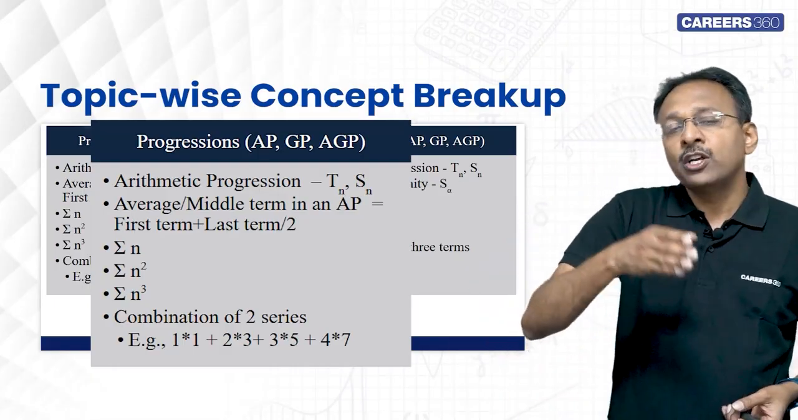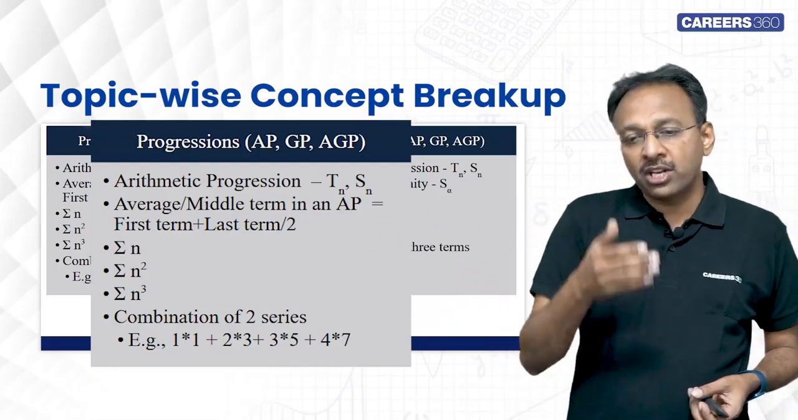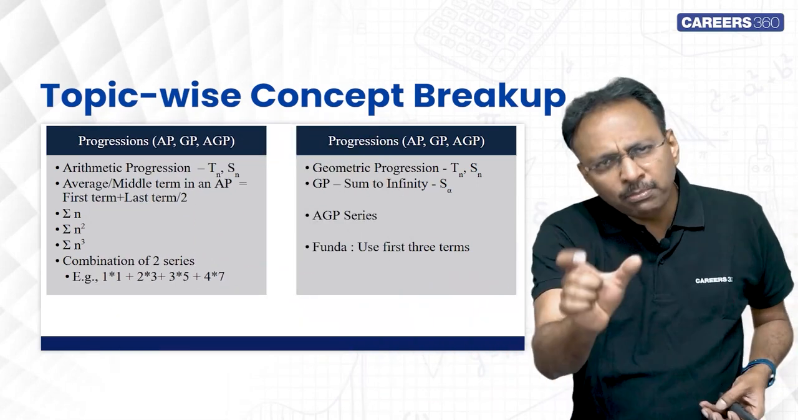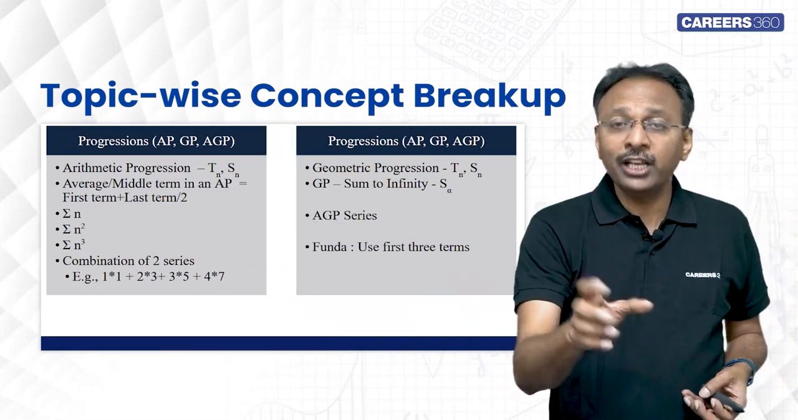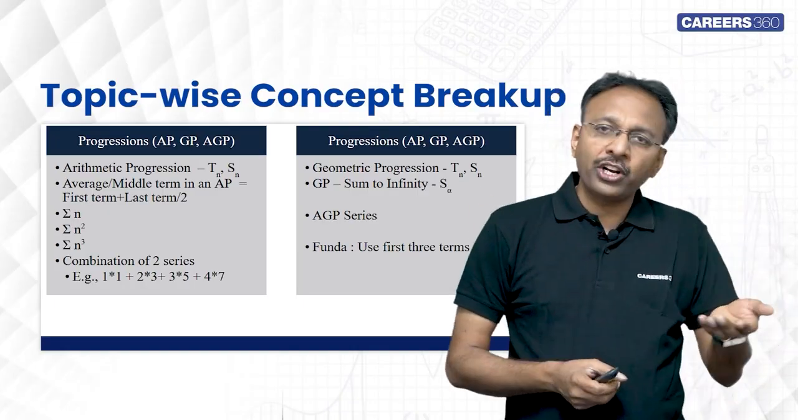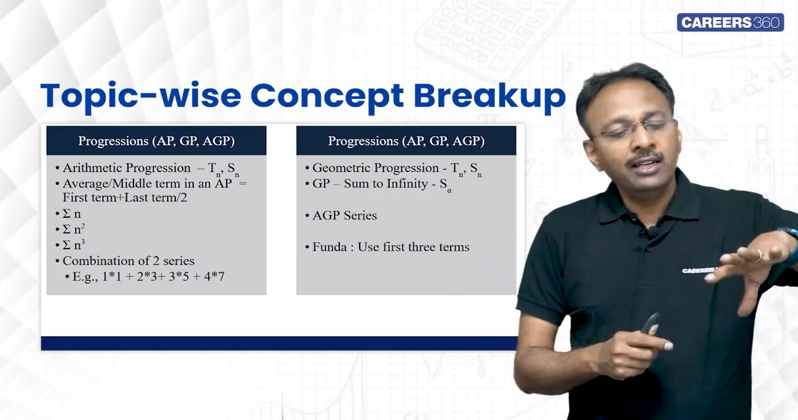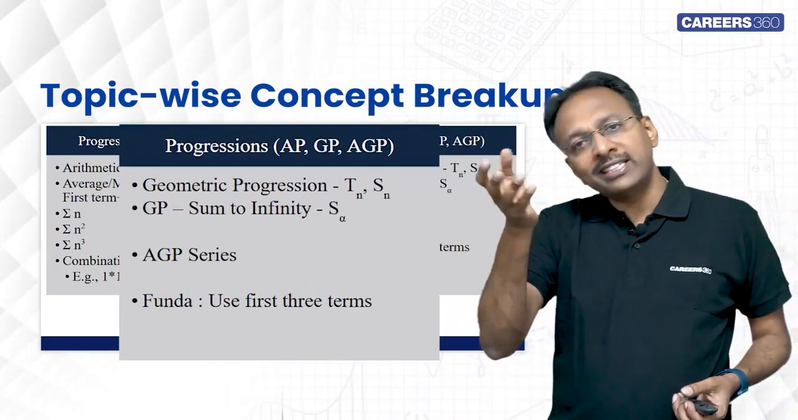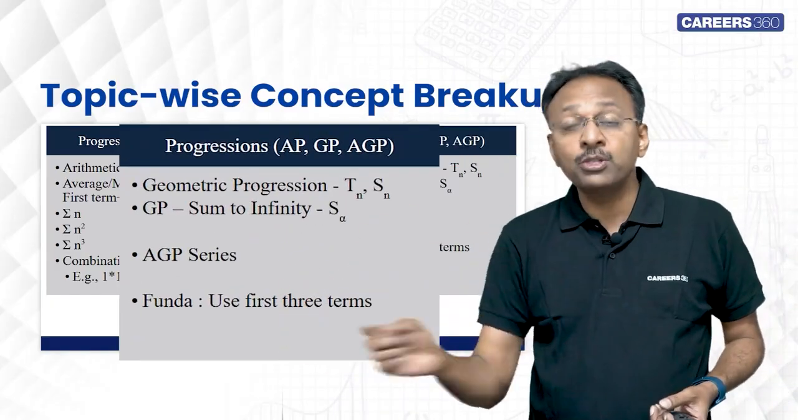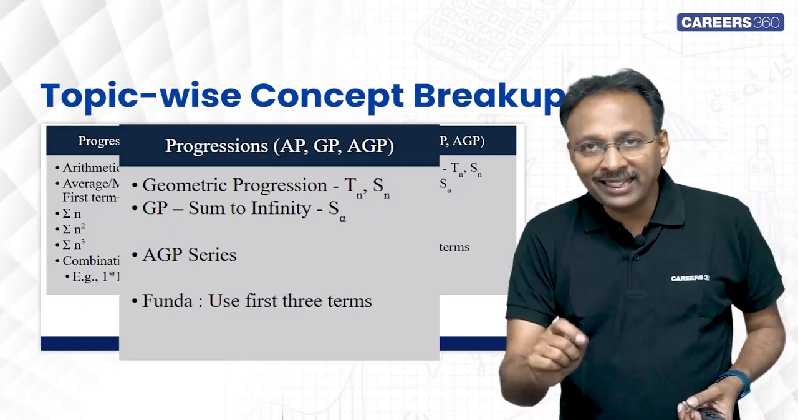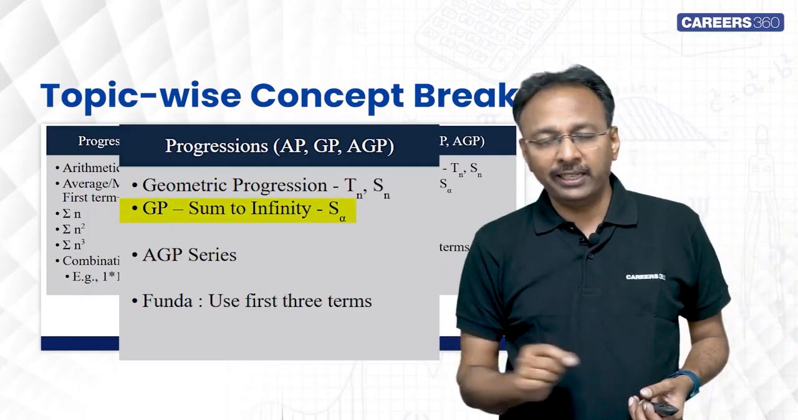That is the sum of squares of all n natural numbers, or the sum of cubes of n natural numbers. Simple formulae. If you remember those formulae, you will not waste too much time. Similarly, in arithmetic progression, you have only 2: the nth term and the sum to n terms. Same thing in GP, you have the nth term and the sum to n terms, but there is one more extra concept in geometric progression, and that is sum to infinity.